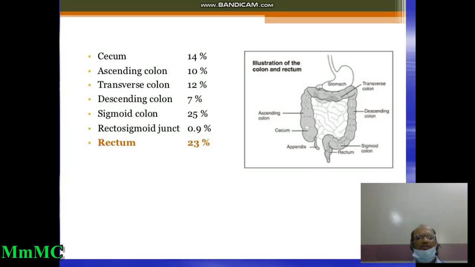Regarding colorectal malignancy, it involves different parts of the intestine, such as sigmoid colon, rectosigmoid junction and rectum. These involve about 50% of the malignancy. Remaining 50% involve cecum 14%, ascending colon 10%, transverse colon 12%, descending colon 7%. তাহলে আমরা যদি বলি rectosigmoid junction and sigmoid colon and rectum involve the majority portion of colorectal cancer, that is about 50%.